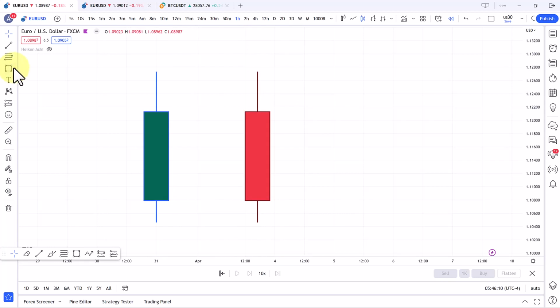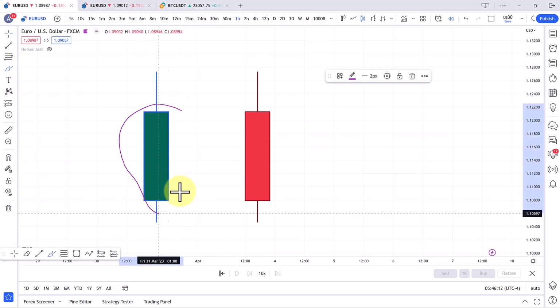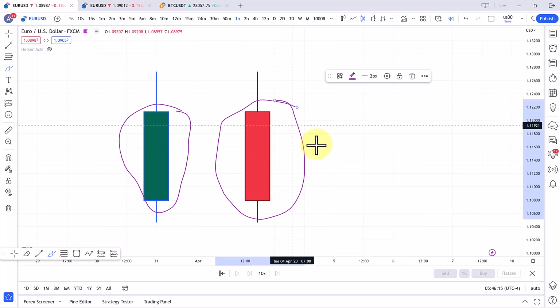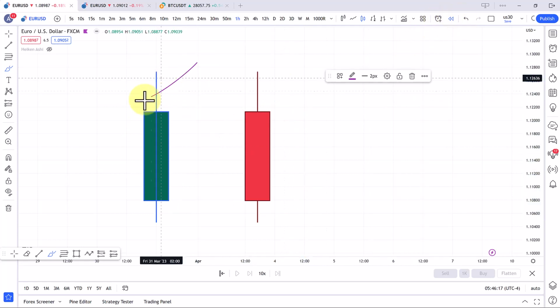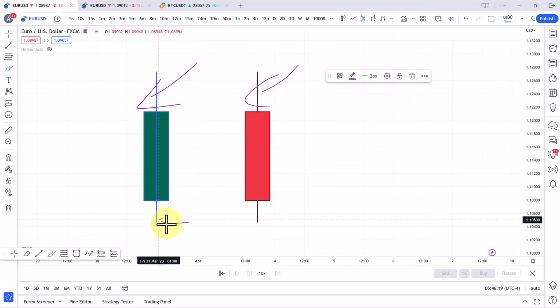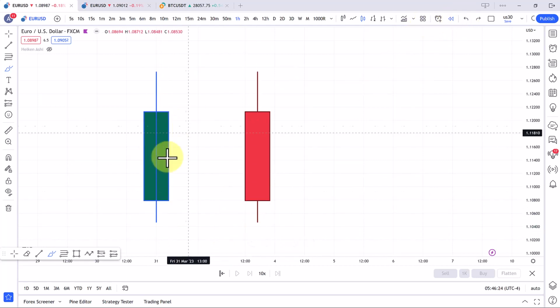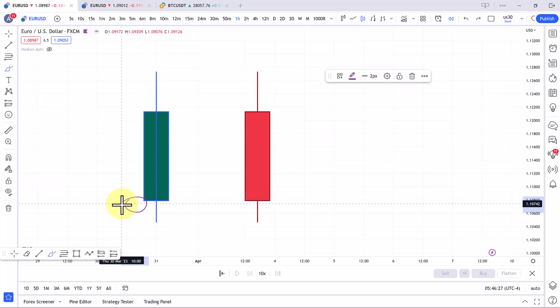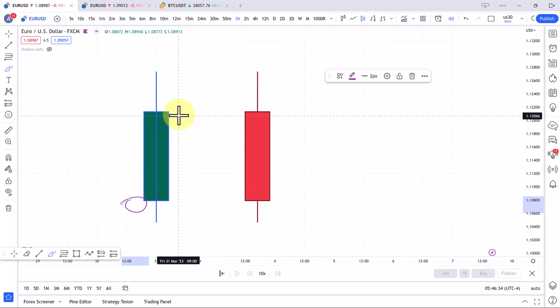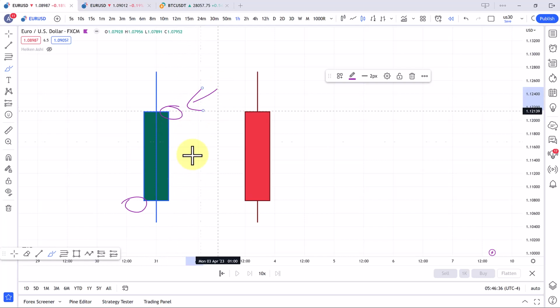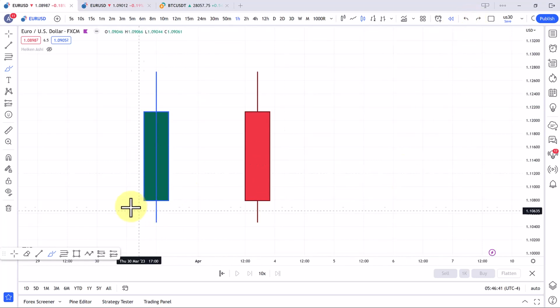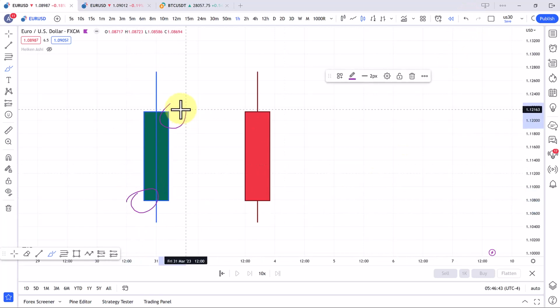What is the body? It's this meaty part of the candlestick, the thicker part of the candlestick, and these are its shadows. What do those parts mean? The body is showing us the opening price. If it's a green candlestick, the up candlestick, the opening is the lower part of the body, and the close is the higher part of the body. So the body is the price that started from here and ended here.